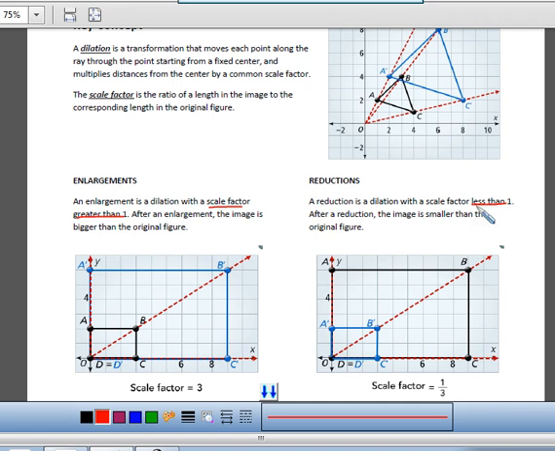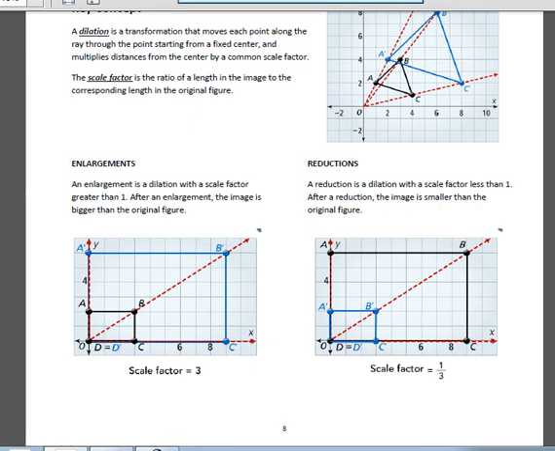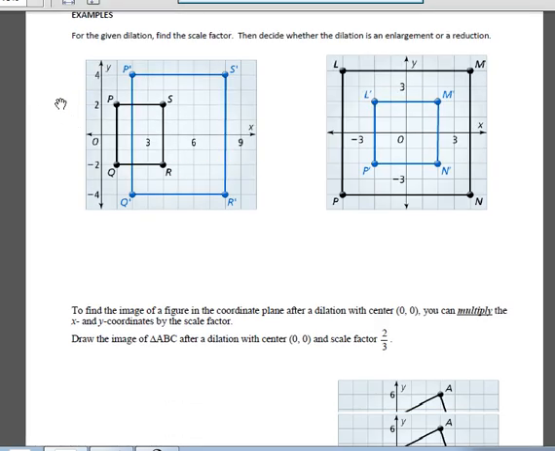If it's a negative number, it'll actually send it the other way through the origin. And we're not really going to focus on any negative numbers. So a reduction is smaller than the original figure. The numbers that we will typically see are fractions or decimals because they're between 0 and 1. Okay, so over on the next page, page 9, we will see some examples.